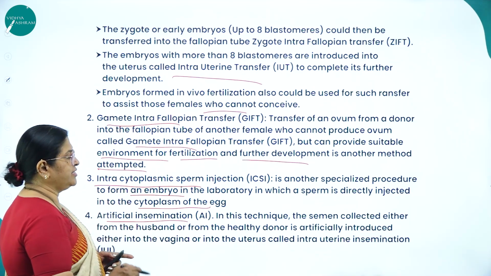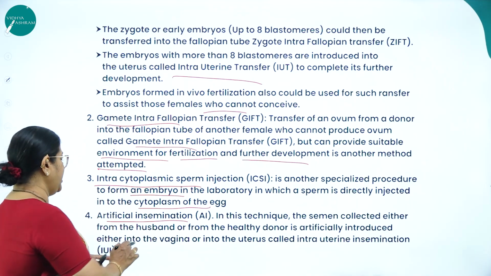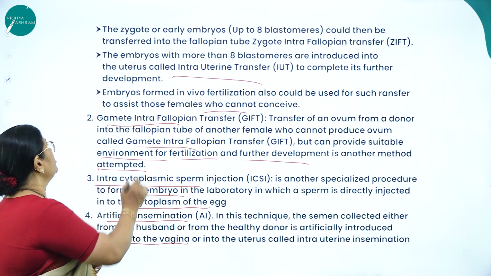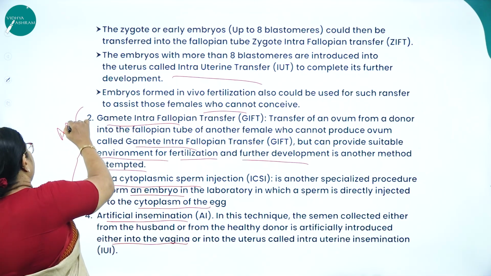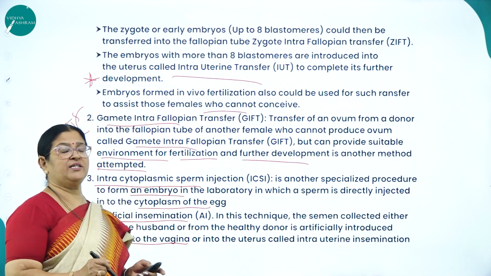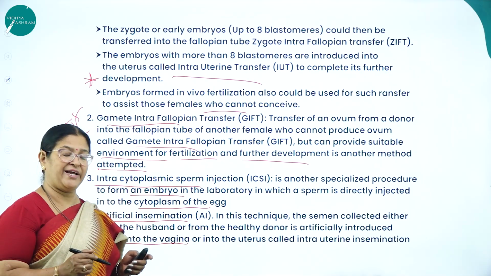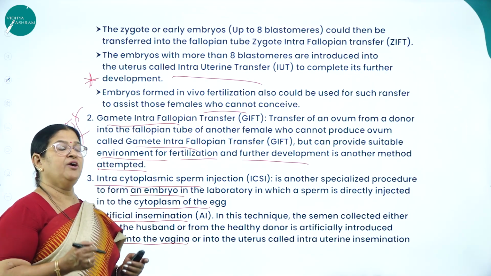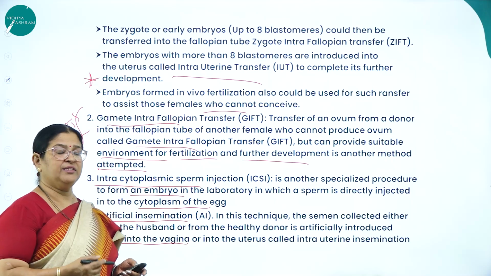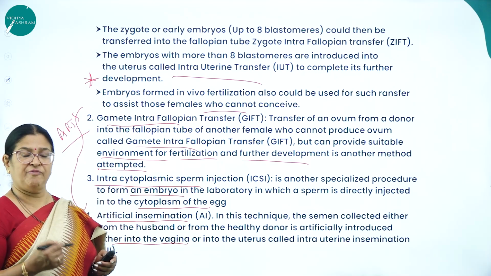Next comes AI. In this technique, the semen collected is either from the husband or from the healthy donor and is artificially introduced either into the vagina or into the uterus, called intrauterine insemination. So all these are the ARTs, which is a very important question from examination point. Definitely you will get some question regarding this particular concept called ARTs, that is assisted reproductive technology, which includes IVFET, ICSI, GIFT, AI. All these are the different methods of ART. So definitely from this particular concept, questions will be appearing.